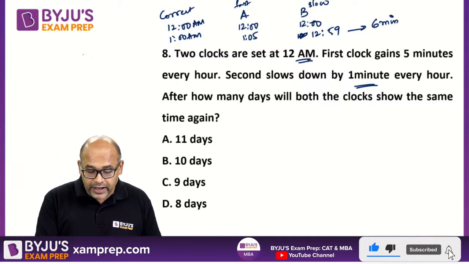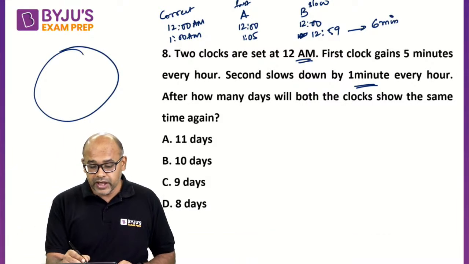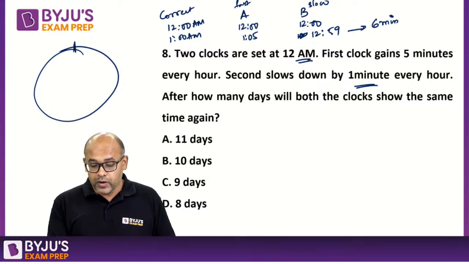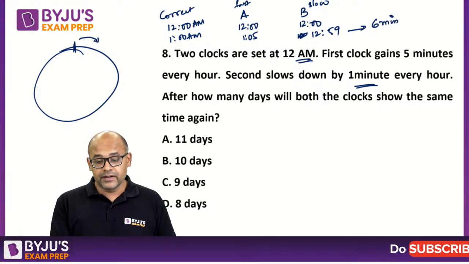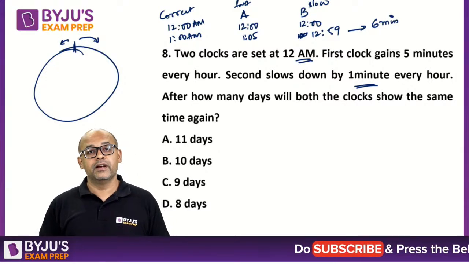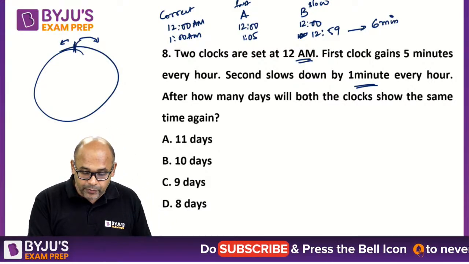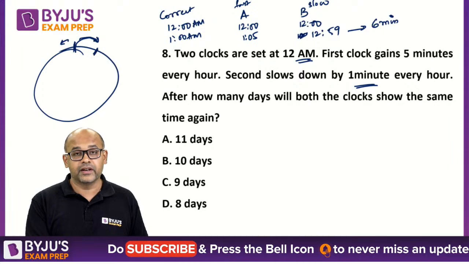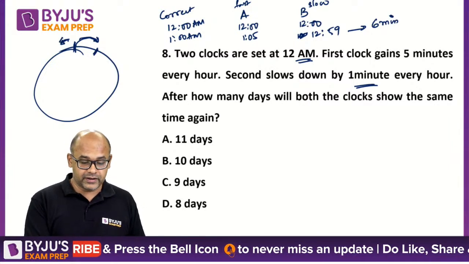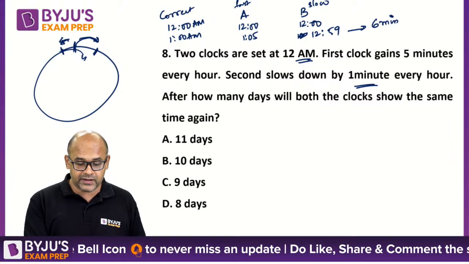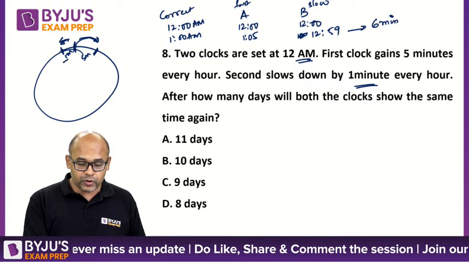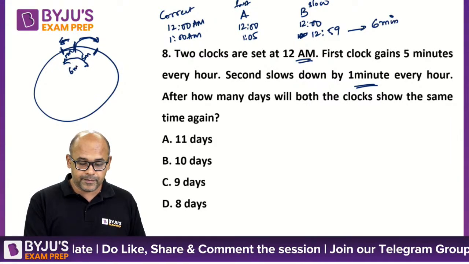Now think of it like two people running. They are both starting from here. One person is running this side, one person is running this side. After 1 hour, this person came only till here. He is here. This person came only till here. This is here. So this is your 5 minutes. This is your 1 minute. So the total distance between them is 6 minutes.